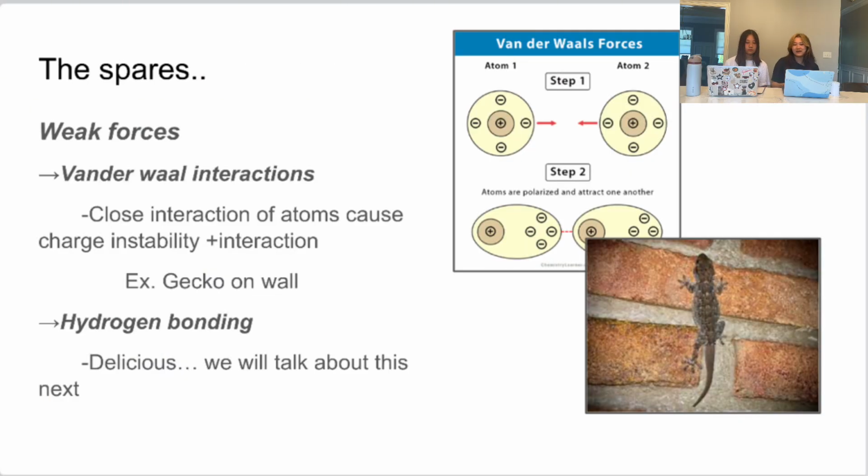Next, we have the spares. These are the lesser known but also very important bonding or interactions that you'll need to know. First, your van der Waals interactions. So basically, you know how electrons are organized in quote-unquote shells, but they're not really. It's actually a cloud. Well, in that cloud, electrons can exist in multiple parts of the cloud at the same time or at different times, right? And so how do I say this?